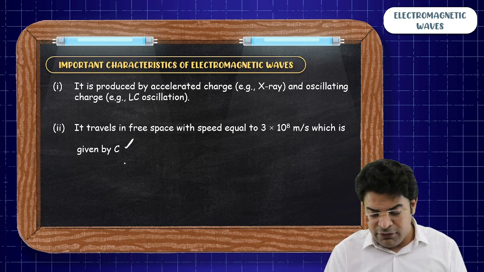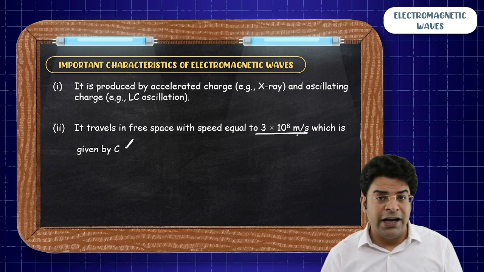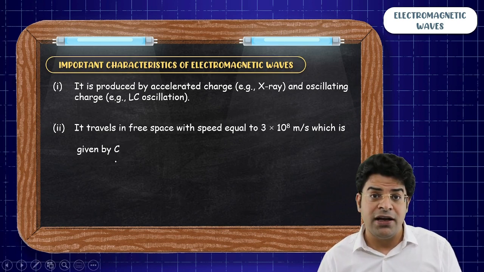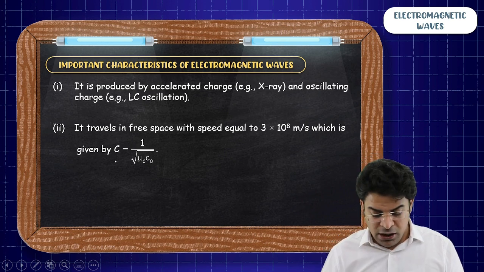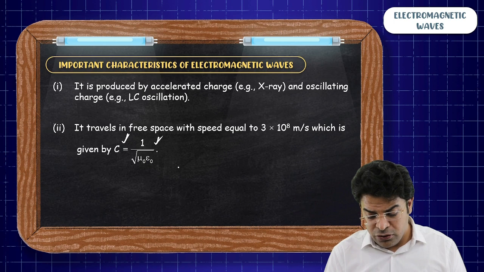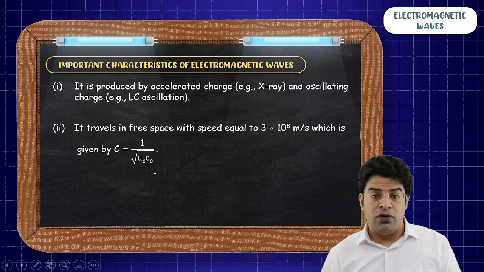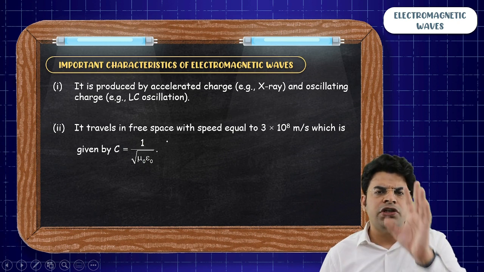So light travels at a speed of 3 × 10^8 meters per second. The symbol used to denote it is c. Remember that all EM waves move at the same speed c. Now this c comes out to be equal to 1 by the square root of mu naught epsilon naught. You need to remember this. This question is asked so many times in units and dimensions.